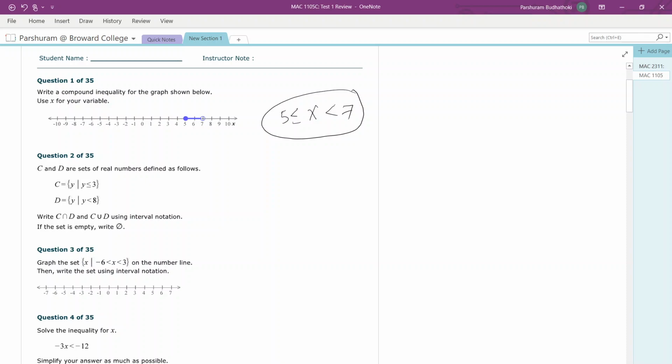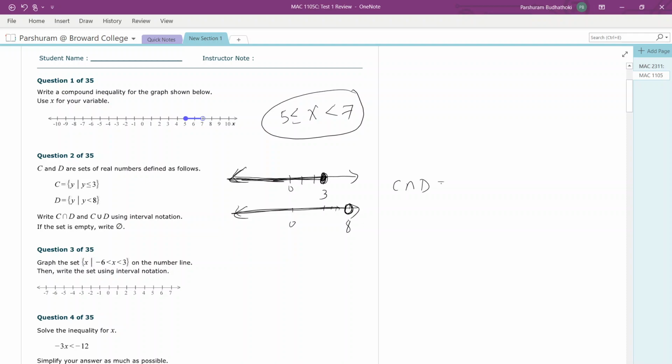Number 2, we are given C and D. We want to find the intersection of C and D and the union of C and D. To understand this problem, let's plot C on the number line, which is less than or equal to 3, including 3. And D means something less than 8.